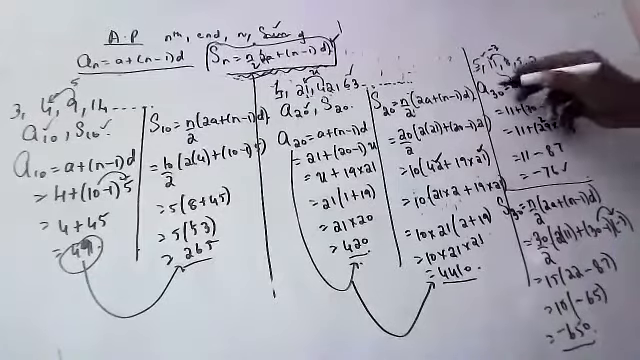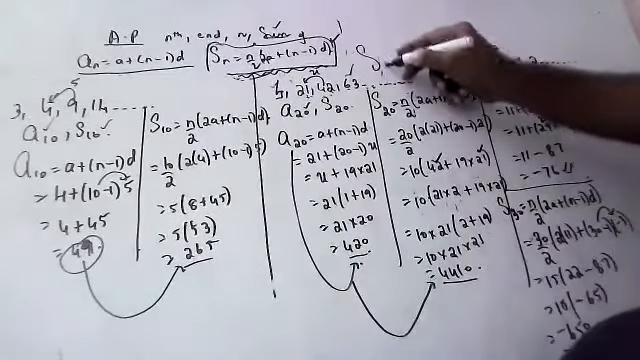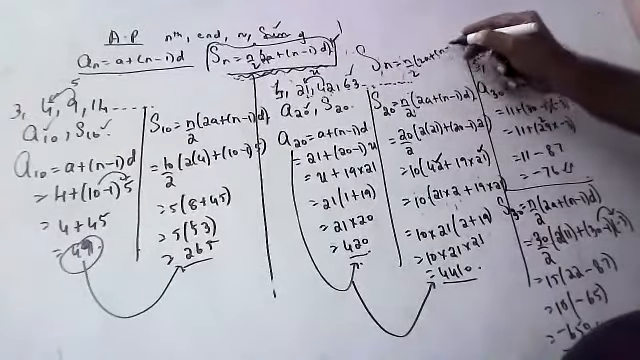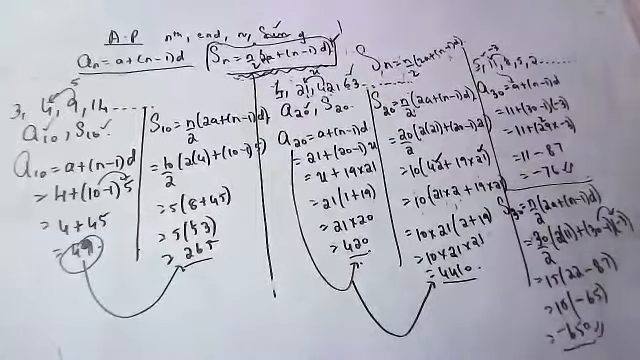So children, the 30th term is minus 76, but the sum of 30 terms is minus 975. There is a lot of difference, children. So if you know this formula, what is the sum of n terms, children? n by 2 into 2a plus n minus 1 into d. Okay, children, are you able to understand? Yes, sir.